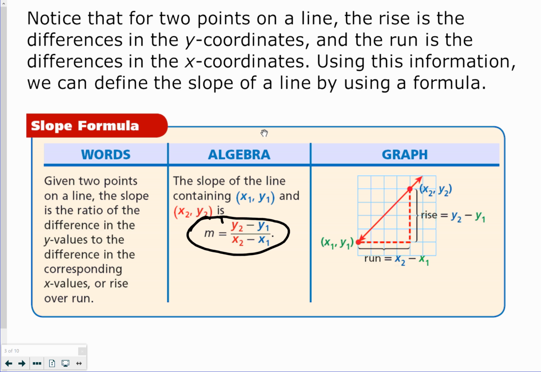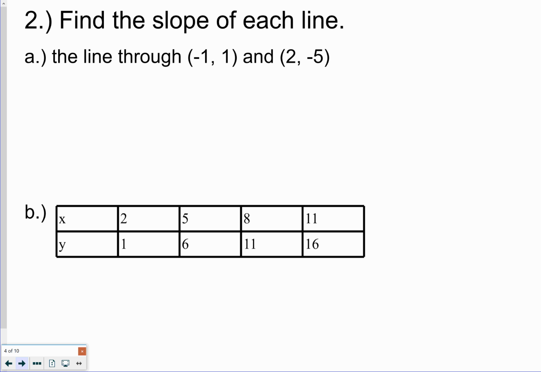Now, there's a lot of different ways to attack this. I just want to make sure you go slowly and label what is your first x value, what is your second. That's the most important thing. So let's try one of these. Find the slope of the line that goes through these 2 points. It doesn't matter how you label them. The way I'm going to label them is the negative 1, 1 are my first x and y. So that is x sub 1 and y sub 1, subscript 1.